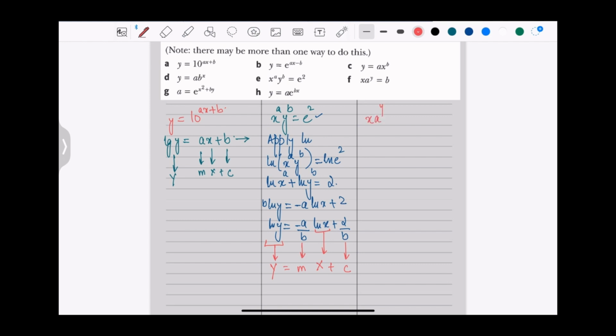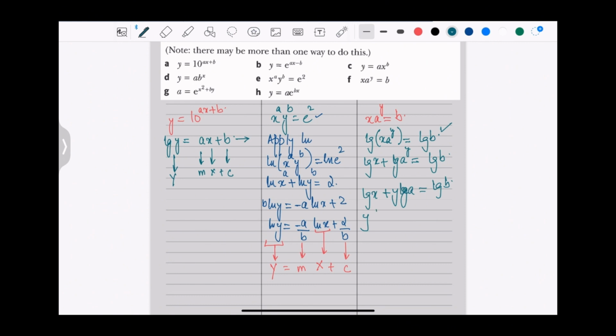x times a to the power of y equals b. Now if I apply log both sides, or I apply ln both sides, it's up to you. As I said, let me apply log both sides. So lg of x a to the power of y equals lg b. Note that this is just a constant. Now lg x plus lg a to the power of y equals lg b, so lg x plus y lg a equals lg b.